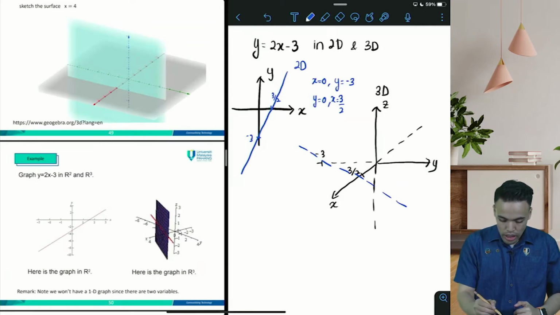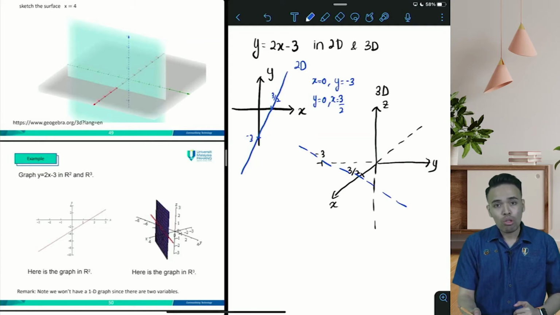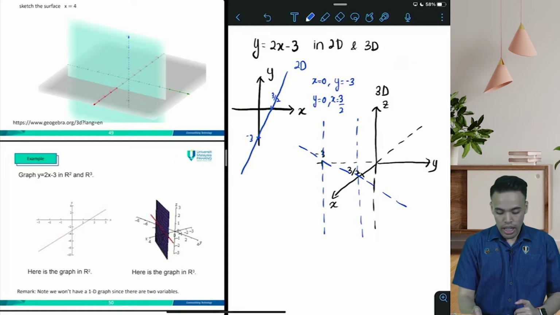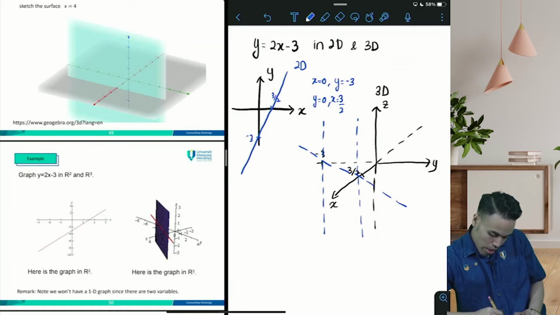Alright, as mentioned earlier, since there is no variable z, you can say that this particular plane will be traced along the missing variable, which in this case is the z-axis. So I will end up sketching a dotted line, and this dotted line will be traced or parallel along the z-axis. So I will end up getting something like this.